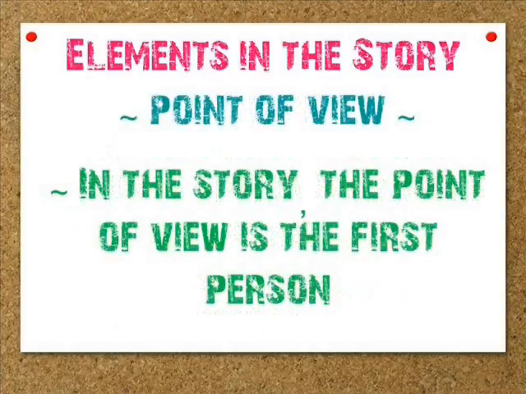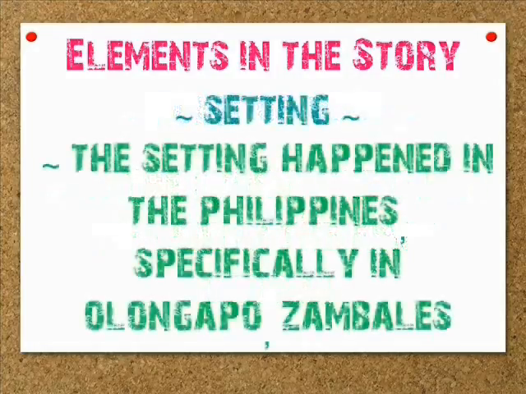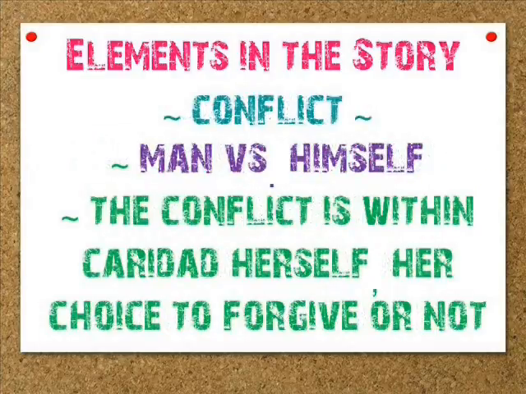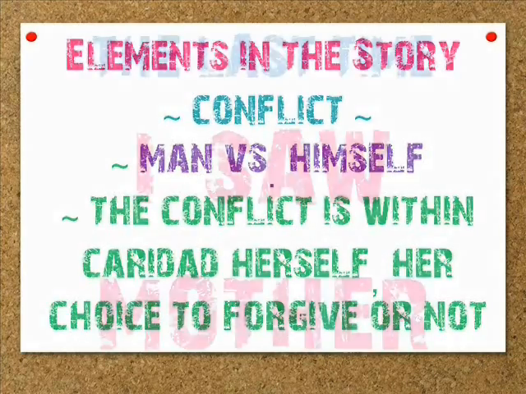Point of view: in this story, the point of view is the first person. Setting: the story happened in the Philippines, specifically in Olongapo, Zambales. Conflict: man versus himself. The conflict is within Caridad herself, her choice to forgive or not.